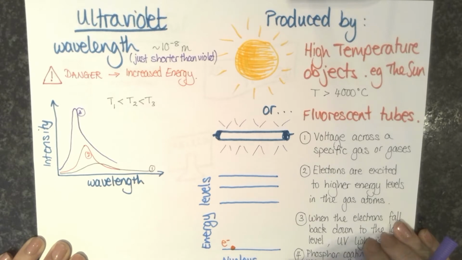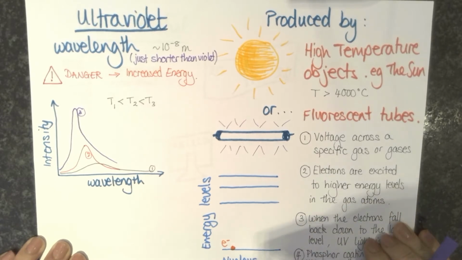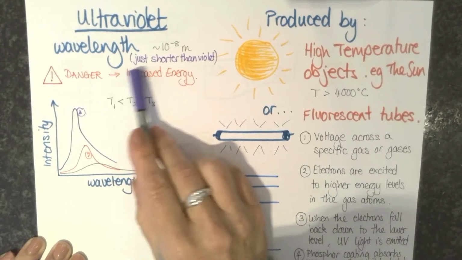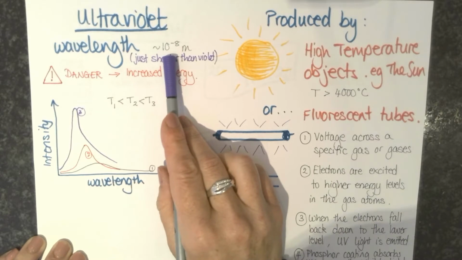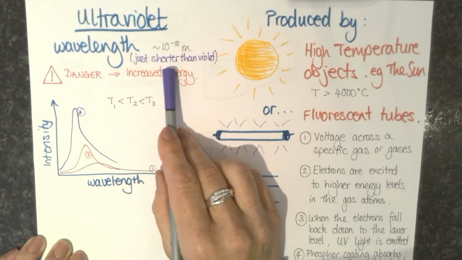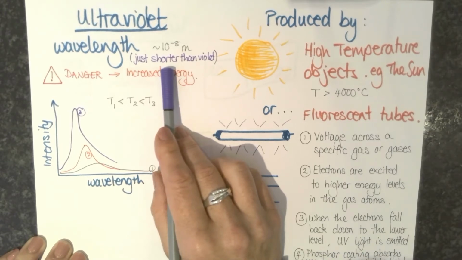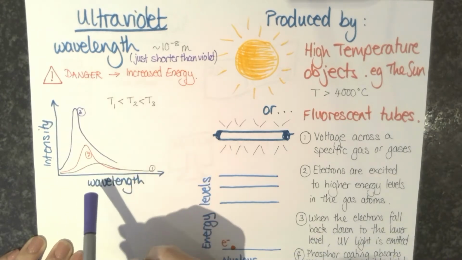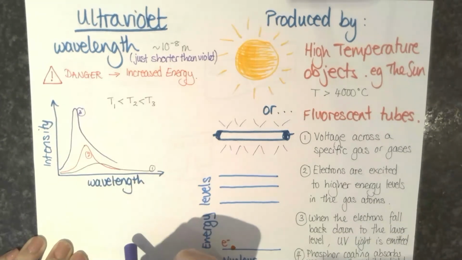Welcome to Positive Physics. Today we're looking at ultraviolet, X-ray and gamma rays, those sections of the electromagnetic spectrum. Now the wavelength of ultraviolet is about 10 to the minus 8 meters, so we're getting quite small here. It's just shorter wavelength than the violet section of the visible light. Now we need to be aware that there is increased danger with our shorter wavelength electromagnetic waves.